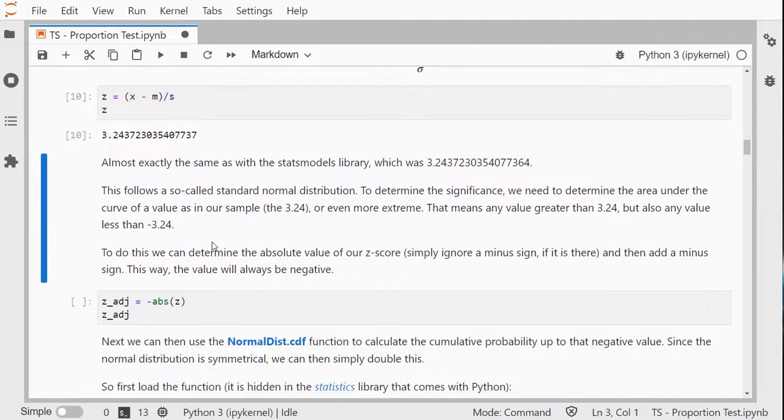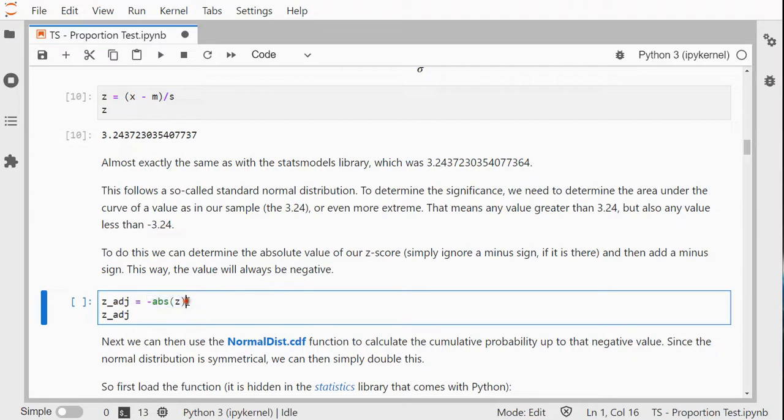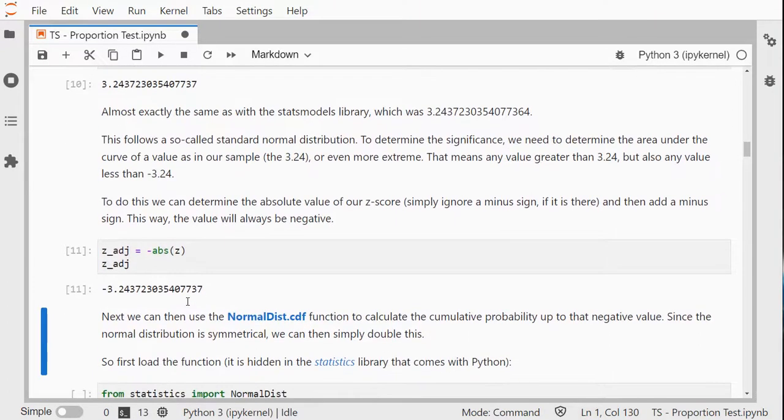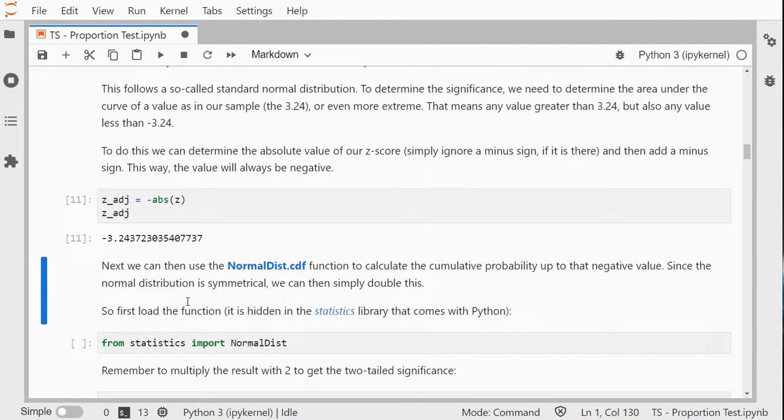Next, I actually want the probability of having such a Z value. What's easiest done is to take the absolute value. In case this might have been negative, you take the positive and then put a minus in front of it so that it will always be the negative version. I call this Z adjust, just so that I know it's different from the original Z.